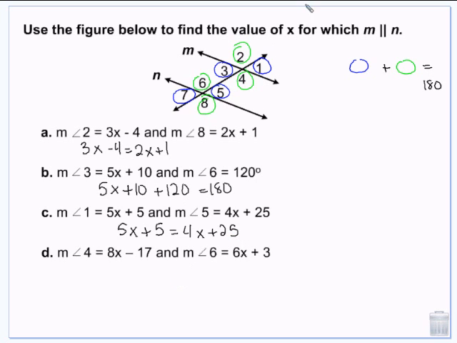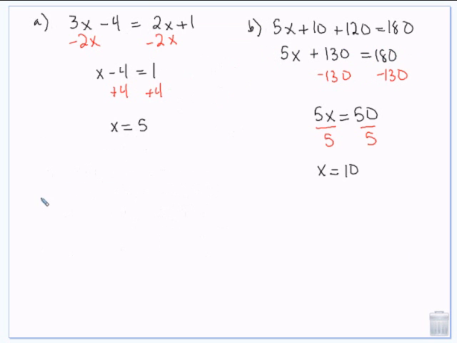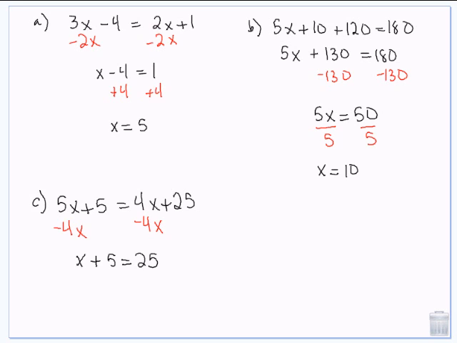Okay. So 5x plus 5 is equal to 4x plus 25. Subtract 4x from both sides. X plus 5 equals 25. Subtract 5 from both sides. And x equals 20. And I'll come back to this in a second.